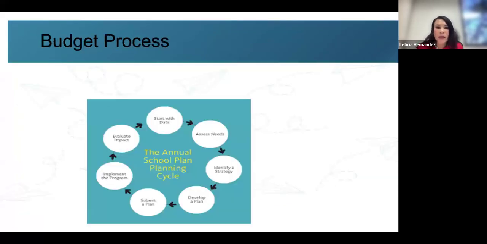So the budget process, it should always start with data. So at your school site, you should be looking at data. What is our area of need? So you assess your needs. Then you identify the strategies to see what we would actually need in order to improve. Then you develop the plan, you submit the plan, implement the program and the plan, and then you evaluate the impact. It's a constant cycle that you need to have in order to show progress. And this is the type of data that you need in order to build your school plan.